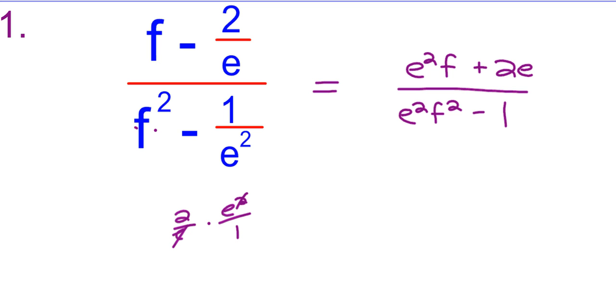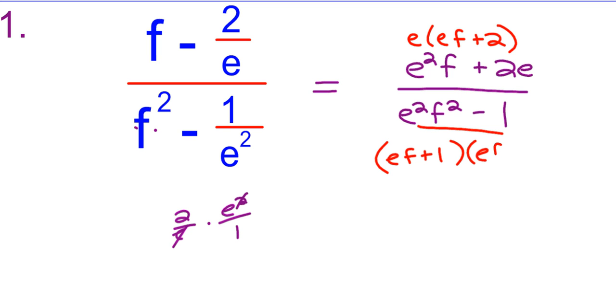In the numerator, I think I have a GCF, which is e. So I have e times f plus 2. Then in my denominator, this looks like a difference of 2 squares, doesn't it? So I'm thinking maybe it's ef plus 1 times ef minus 1. We haven't really done a lot of those, so maybe we should check that. It would be e squared f squared minus ef plus ef minus 1. See, difference of 2 squares. It does work. So that's what I get when I factor this.